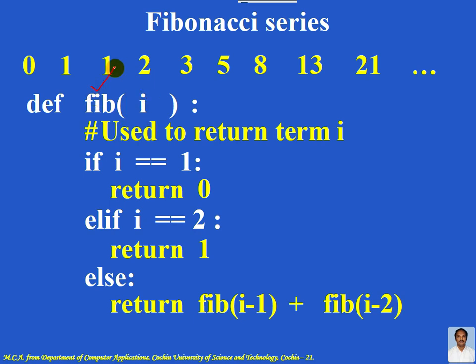So when you call this function with argument 1, the first term of the Fibonacci series is returned, 0 is returned. If you call this function with argument 2, the second term is returned, 1 is returned as the answer. And to calculate all the other terms, it is term i minus 1 plus term i minus 2. Now from a function, if you call the same function, the concept is known by the name recursion. So this is an example for recursion. This is a recursive function.